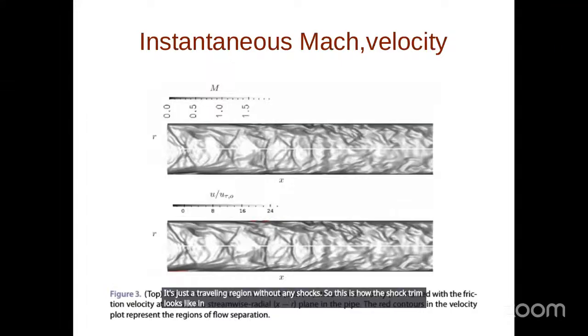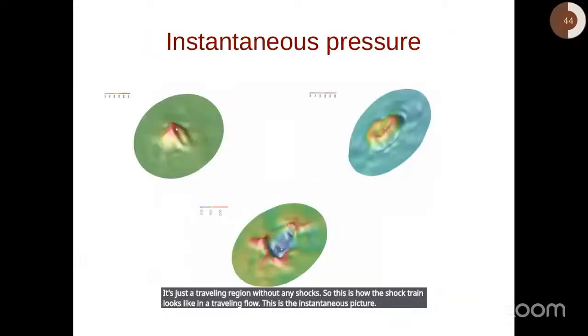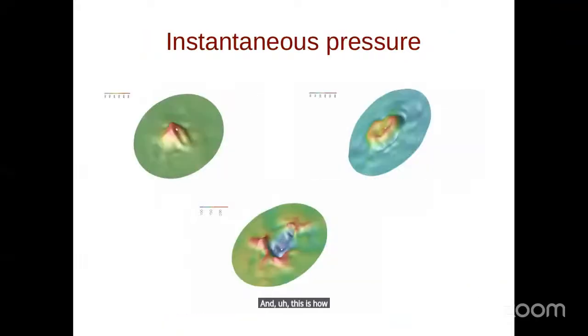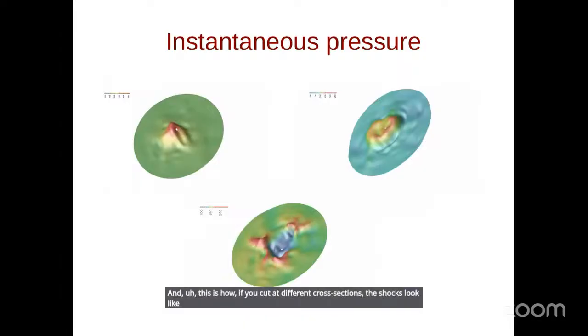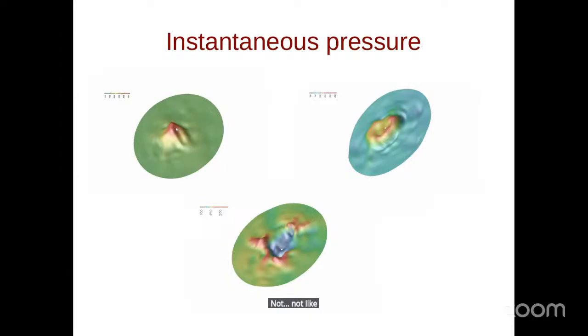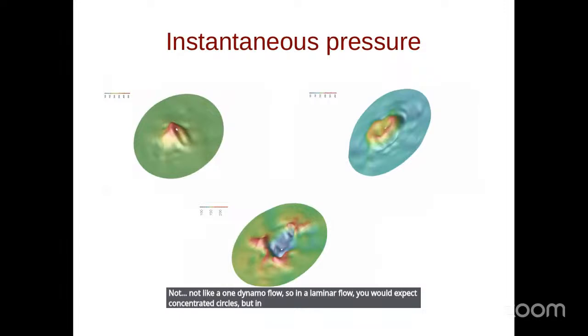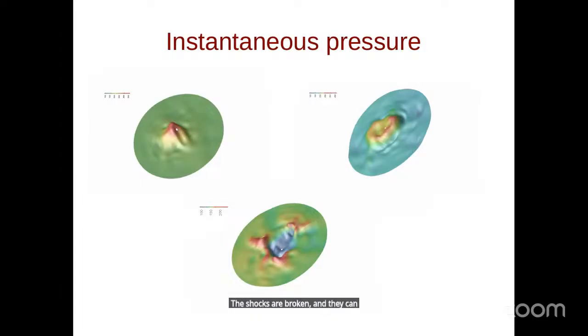This is the instantaneous picture, and this is how, if you cut at different cross sections, the shocks look. So these are broken shocks, not like in a laminar flow. In a laminar flow, you would expect concentric circles, but in a turbulent flow, because of the presence of flow structures, the shocks are broken, and they are ever changing with time.